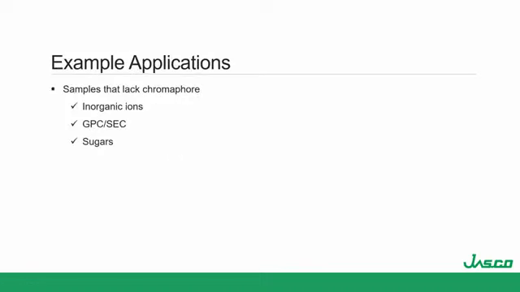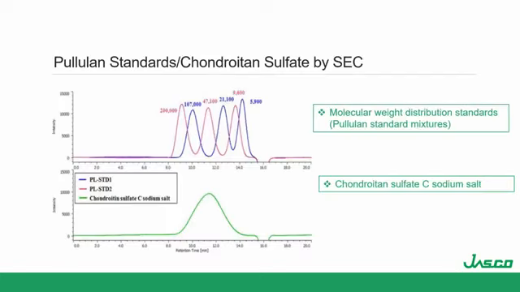So some example applications: samples that lack a chromophore, so inorganic ions, GPC, SEC applications, sugars. Here's an example of chondroitin sulfate by SEC. At the top, you see the molecular weight distribution standards. This is a pullulan standard mix. And below that, you see the quantitation of the chondroitin sulfate C sodium salt.